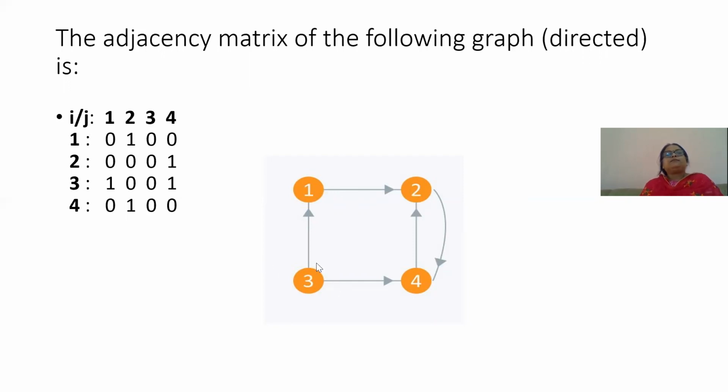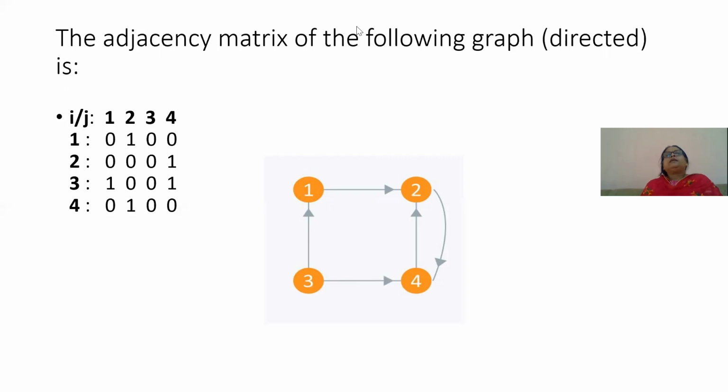3 to 1, there is an edge, put 1. 3 to 2, no edge. 3 to 3, no edge. 3 to 4, there is an edge, so put 1. 4 to 1, no edge. 4 to 2, there is an edge. 4 to 3, no edge. It is 3 to 4. And 4 to 4, no edge.